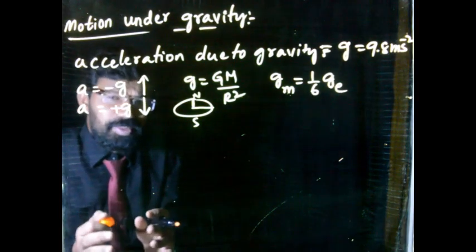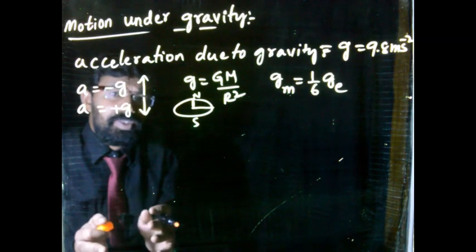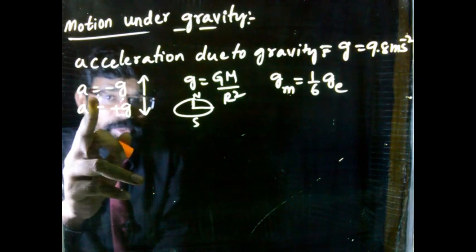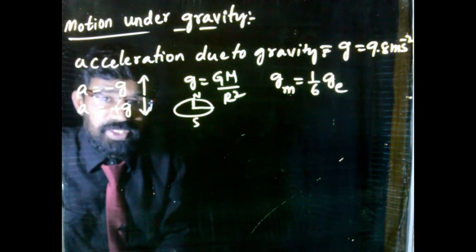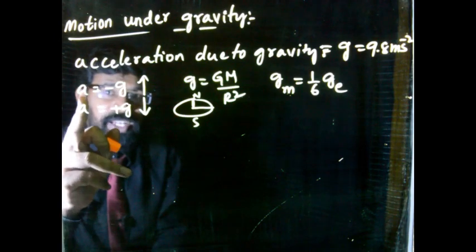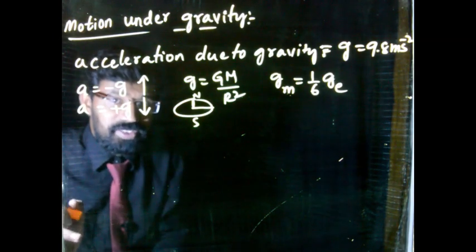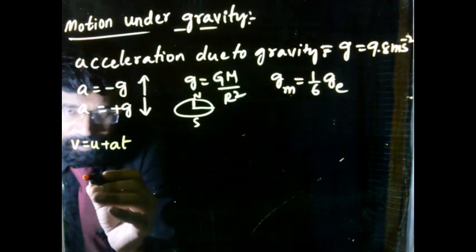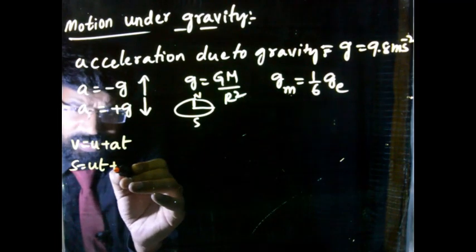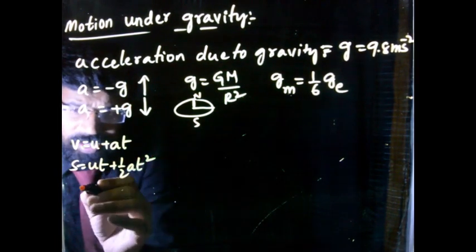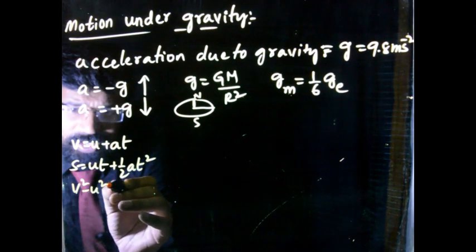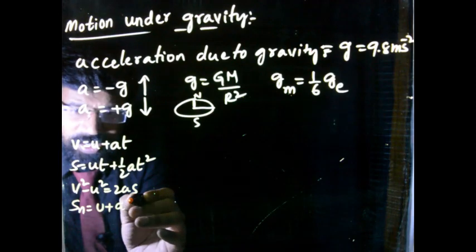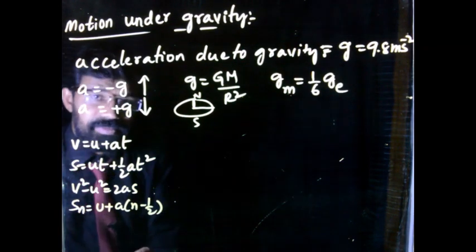But for solving problems connected with kinematic equations, you need not have in-depth knowledge of acceleration due to gravity. All that you should know is, if you are projecting a body in the upward direction, a must be replaced with minus g. What is this a? The uniform acceleration term that we see in kinematic equations. What are the kinematic equations? v = u + at, s = ut + (1/2)at², v² - u² = 2as, and S_n = u + a(n - 1/2). These are the kinematic equations.